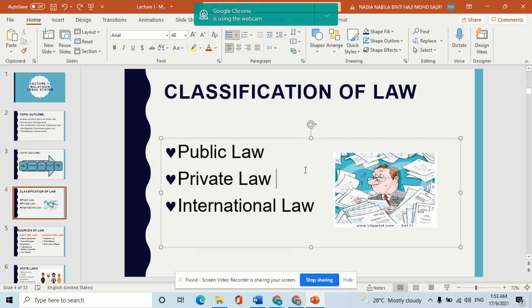Or a Malaysian citizen caught in another country, as an example, for selling drugs. What will happen to our citizen in another country? So this will become an international issue. It will be governed under international law.